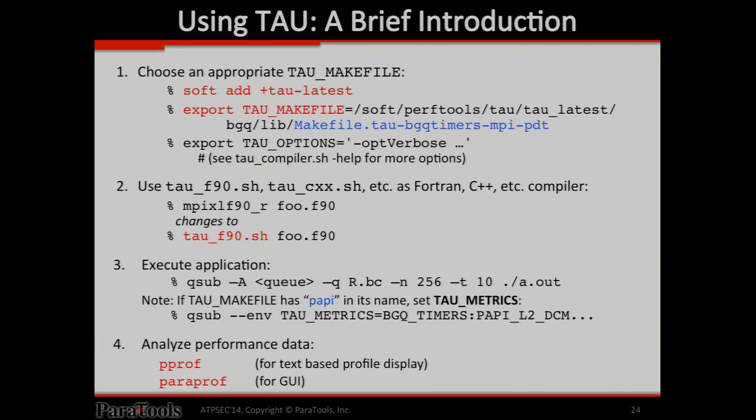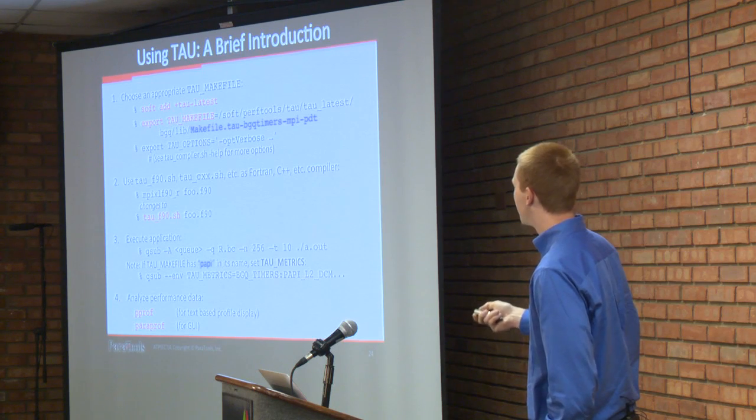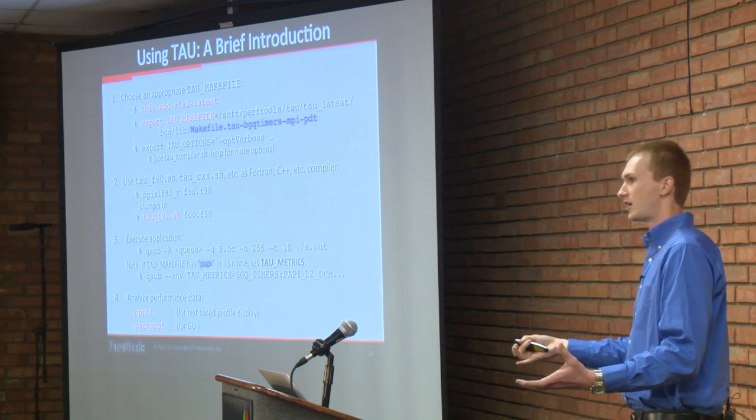Execute your application as normal. If you used a makefile with PAPI, you can set the Tau metrics environment variable to specify PAPI metrics. For example, here I'm looking at L2 data cache misses on the Blue Gene Q. This will generate a whole bunch of files in your folder. They'll be named profile dot something something something, which identifies the exact rank and thread in your application. There's also an option to have Tau merge these into a single file if you want to cut down on file I/O.